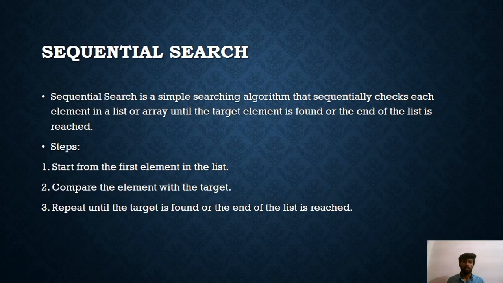Steps for sequential search. In step 1, we should start from the first element in the list. In step 2, we should compare the element with the target, and in step 3, we should repeat until the target is found or the end of the list is reached.